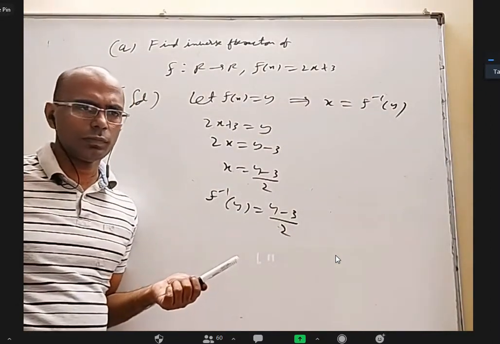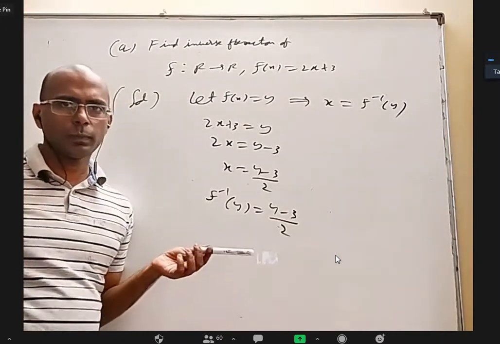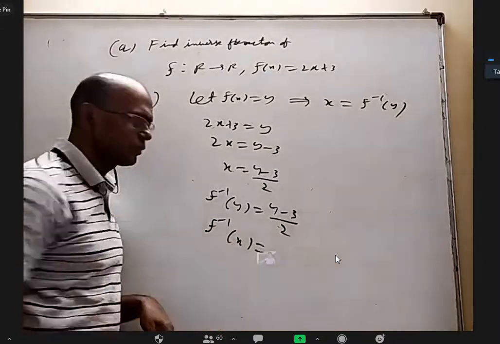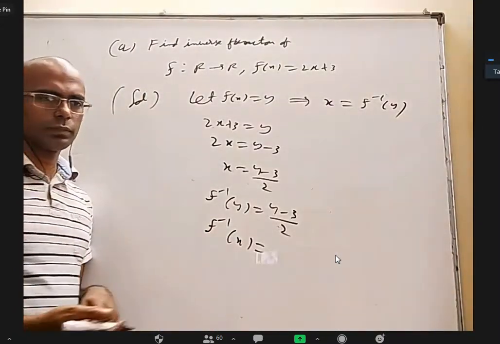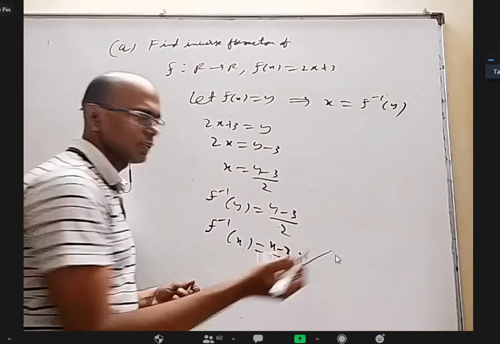K minus 3 by 2. F inverse L will be? L minus 3 by 2. F inverse x will be? X minus 3 by 2. That's it. That is the inverse function.